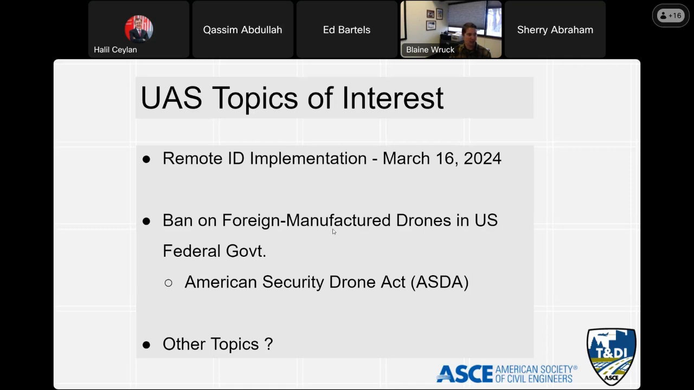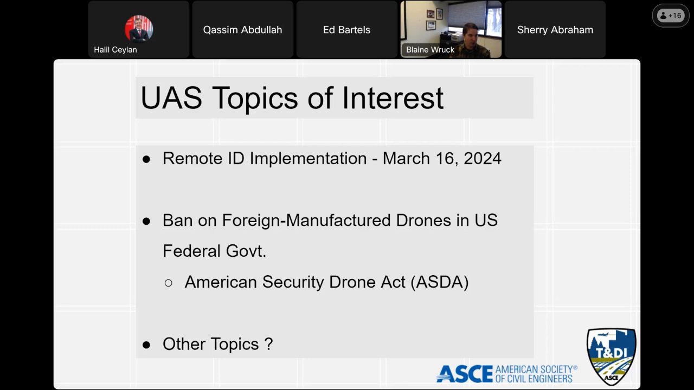The next portion I wanted to bring up is related to topics of interest in the UAS world at the federal level, kind of newsworthy or worth discussing as a group. So this is a fairly informal segment where particular topics are discussed as a group. I believe it's called the American Drone Security Act, and this has big implications for UAS use for those of us in private industry.